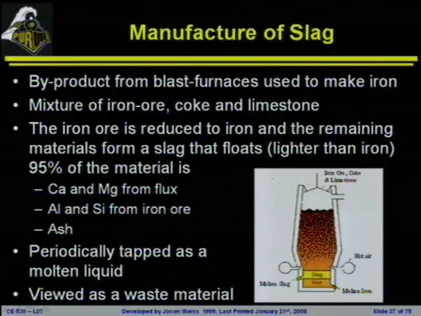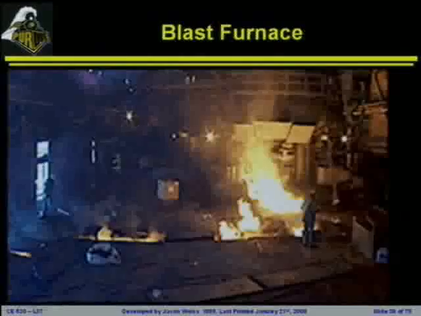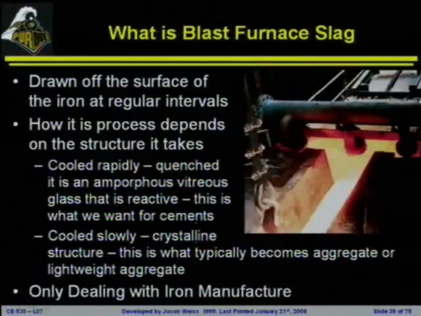Typically, it will come off as a molten liquid, and it is viewed as a waste material. It will float because it has a lower specific gravity than iron. Iron will tend to sink because it's heavier. This will have a specific gravity that will cause it to float on top of the molten iron. It'll be drawn off of that iron at regular intervals.